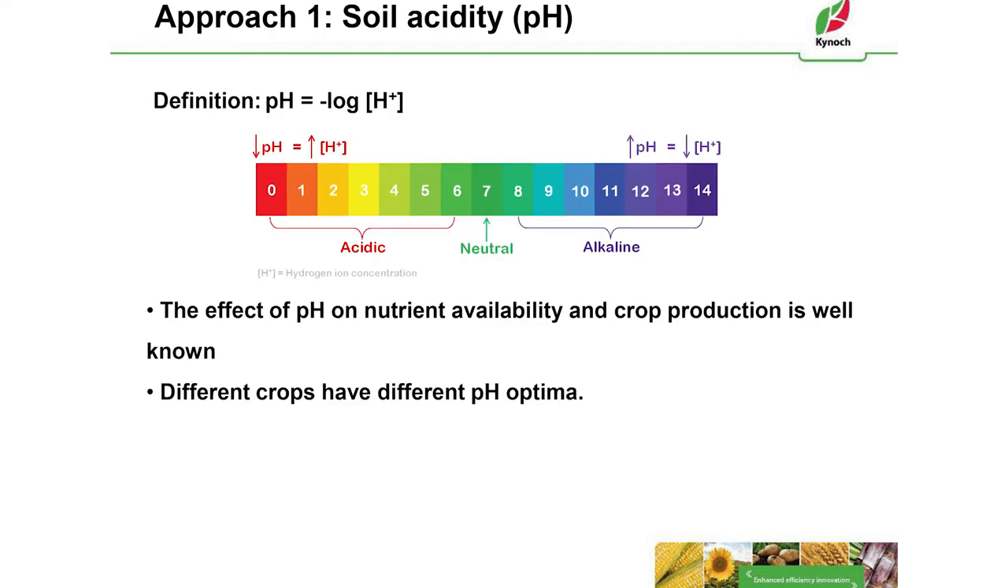Now the interesting one, liming. What's the definition of pH? I will go a little bit quicker now. pH is the negative log of the hydrogen concentration in the soil. We all know that. And we know that the effect of pH on nutrient availability and crop production is well known. So we don't argue about that one. And then different crops have different pH optima. So we must look at the pH.